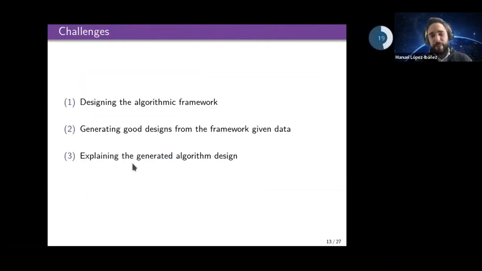Of course, nothing is easy, and there are several challenges in applying this approach. First, designing the algorithm framework is not a trivial task. A second challenge is how do you generate good designs from the framework, even once you have it. You have to search. The more complex the framework is, the larger is the design space, the harder it is to search the design space. And then finally, once you have the design, when the system has produced a design for your data or your application scenario, how do you trust this design? How do you know it is going to work, or how to just explain how it works?